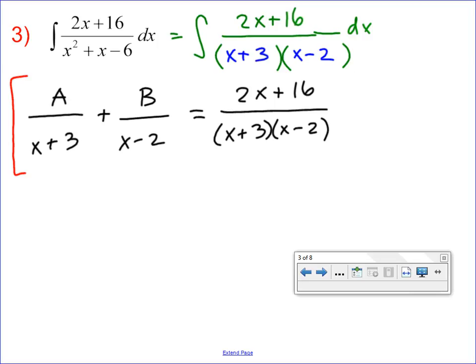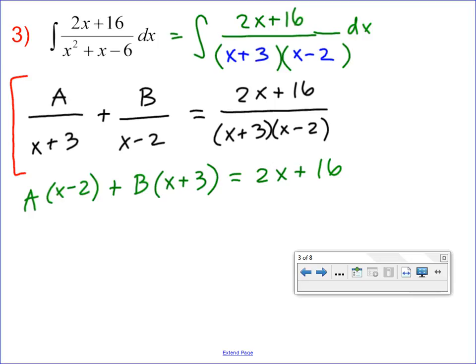Because we've seen how this goes, we're going to forget about the denominators and use the factors and equate that to the numerator to see what happens. In other words, a times x minus 2 plus b times x plus 3 has to equal 2x plus 16 when combining my terms in order to simplify to the original. So what will we do? Well, we'll figure out the values of a and b by a purposeful selection of values of x.